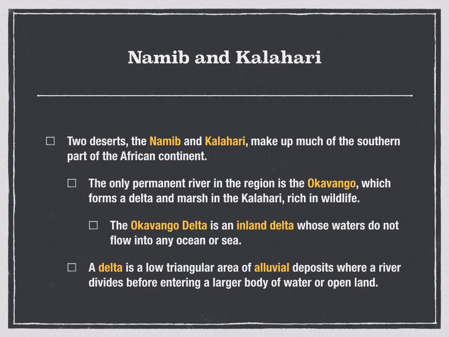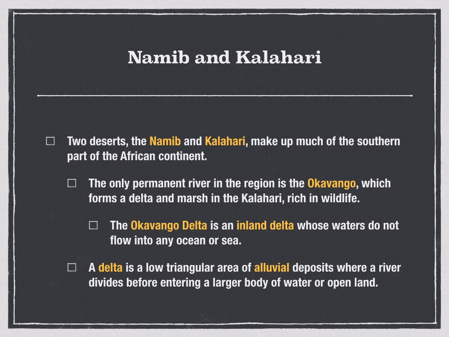Namib and Kalahari. Two deserts besides the Sahara, the Namib and the Kalahari, make up much of the southern part of the African continent. The only permanent river in the region is the Okavango, and it forms a delta and a marsh in the Kalahari Desert at certain times of the year. At those times of the year, the area is rich in wildlife.